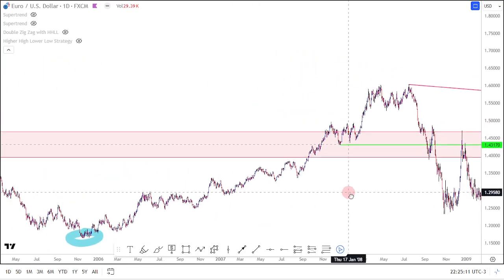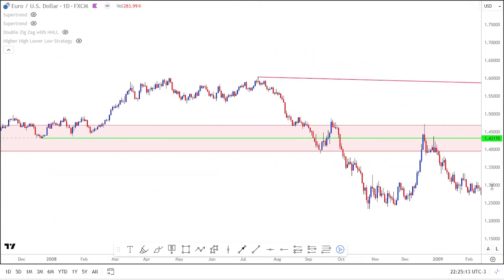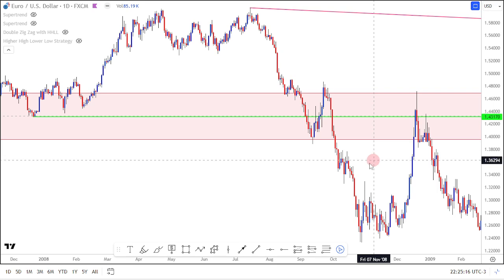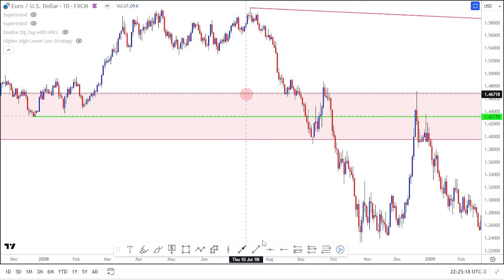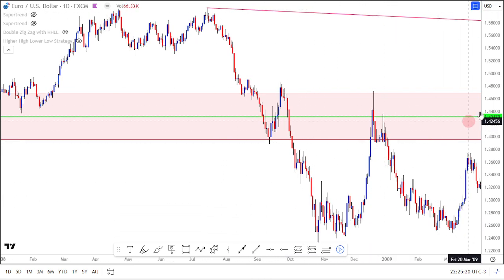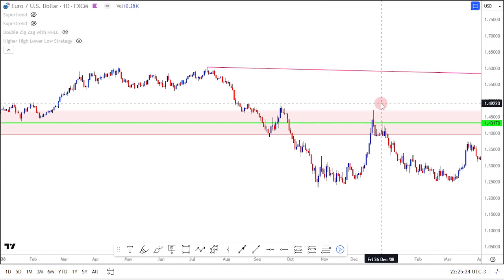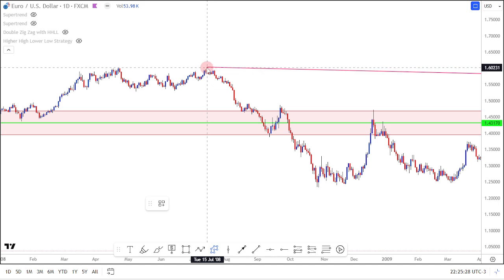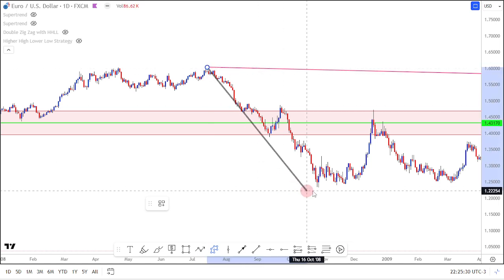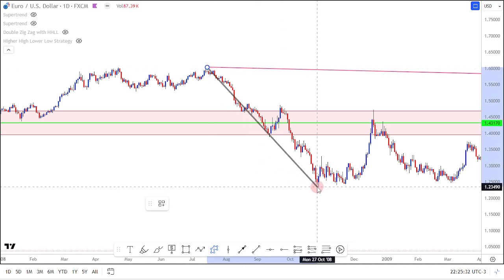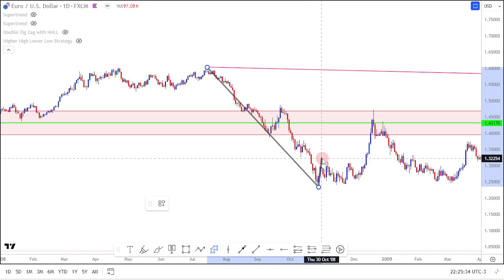Previously on the monthly time frame, we have from here, okay, and we have a retracement. So we have a retracement here, higher highs, higher lows, and higher high. Okay, so it's just going to go like this. From here we have extension, we have a retracement. So this high is going to be a lower high.